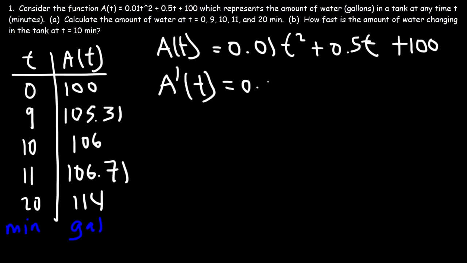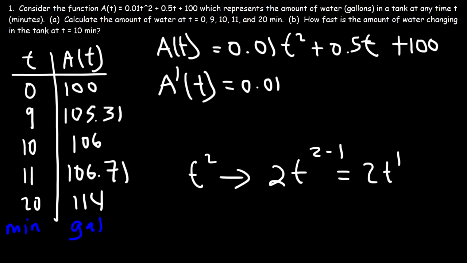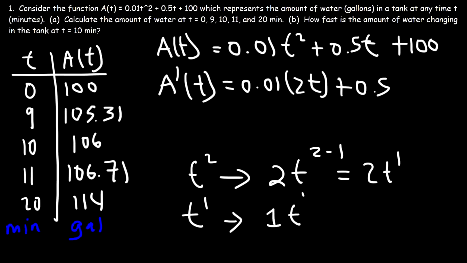So what is the derivative of t squared? Using the power rule, it's going to be 2t to the 2 minus 1, which is 2t to the first power, or simply 2t. Now what is the derivative of t, or t to the first power? It's going to be 1t raised to the 1 minus 1, which is 1t to the 0. Anything raised to the 0 power is 1. So this is going to be 0.5 times 1.